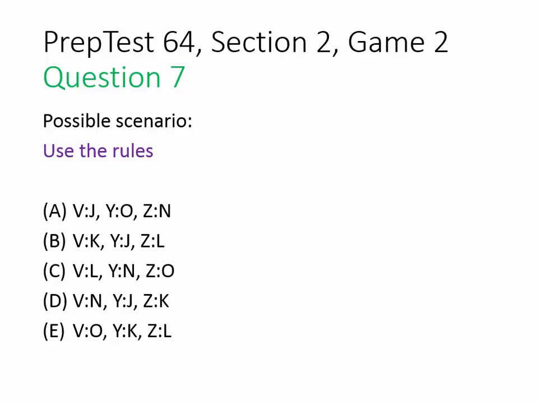Here's PrepTest 64, game number 2, question number 7. This is a possible scenario question, so all we need to do is go through the rules one at a time and eliminate answer choices that break a rule. So let's quickly run back through our rules and inferences.